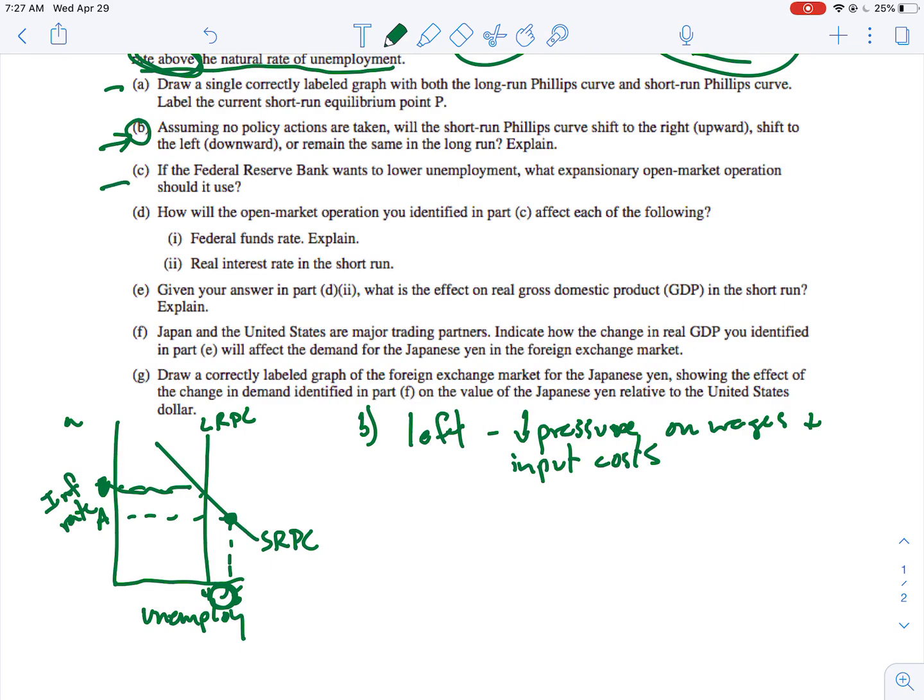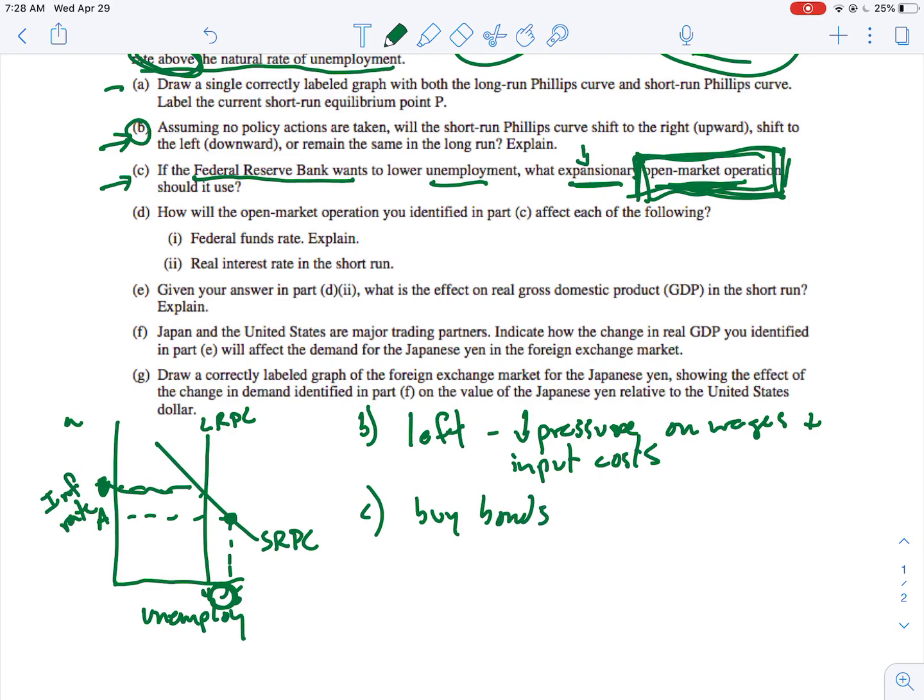Okay, now we switch out of the classical mode and get into a more Keynesian approach, where the government decides that if it wants to intervene, what can it do? If the Federal Reserve Bank, so that tells us we're talking monetary policy, wants to lower unemployment, what expansionary open market operations should it use? Since it's open market operations, we're really just talking about bonds. You're not going to talk about the discount rate or the reserve ratio because those are not open market operations. Open market operations is the buying and selling of bonds. Are we going to buy bonds or sell bonds? The expansionary idea is to buy bonds.